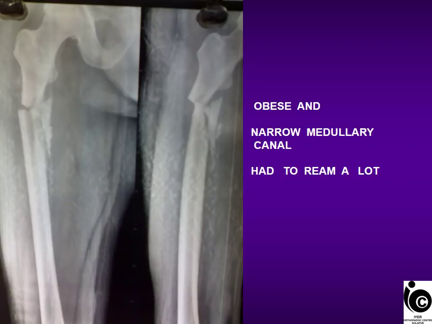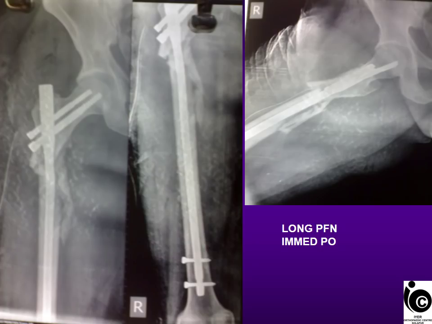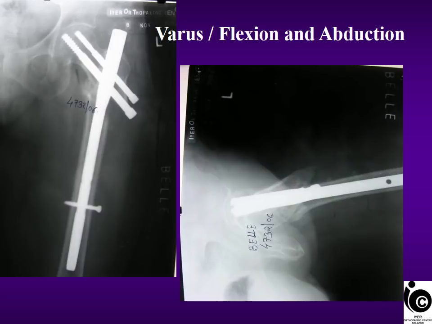Here is an obese patient with a narrow medial canal. The surgeon had to do a lot, but you can see again, the nail has gone much more medially, leading to varus at the fracture site. That should have been the line in which the reaming should have been carried out. Another case, again, varus and flexion abduction deformity.